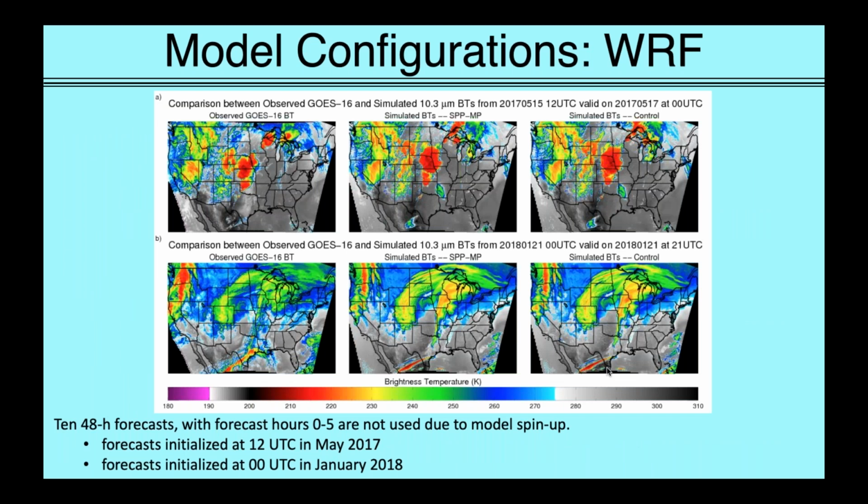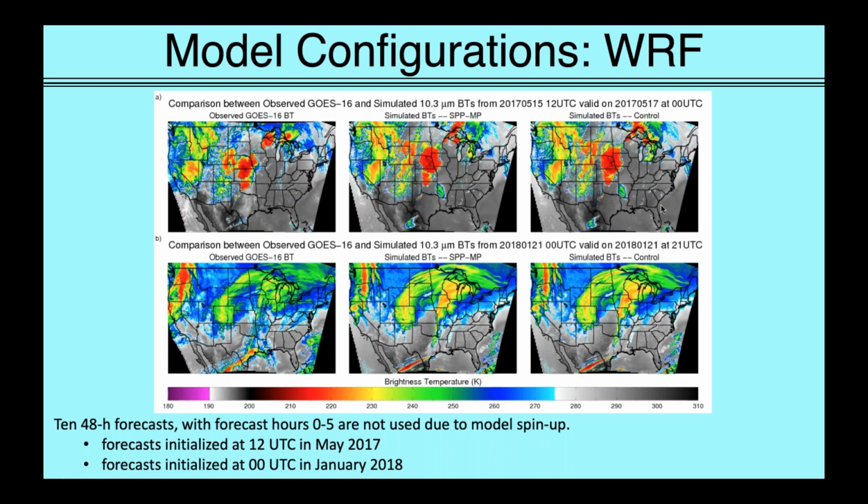So if we look at what these look like, we've looked at 2 different months of data. We have 10 48-hour forecasts from May 2017 and then January 2018. And so in image A, we have on the left our observed GOES brightness temperatures, and then we have our SPP-MP and control simulated brightness temperatures. If you look at those, you can't see a lot of differences, but there are still some subtle differences. Like if you look over northern Kansas, you can see there's this gap here in the SPP-MP that is not as pronounced in the control ensembles.